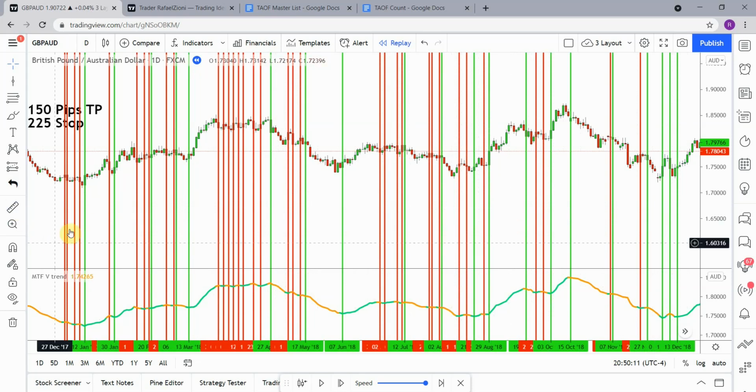And let's see what we get for winners. So we have 1, 2, 3, and so on up to 18, 19, and 20. 20 winning trades.